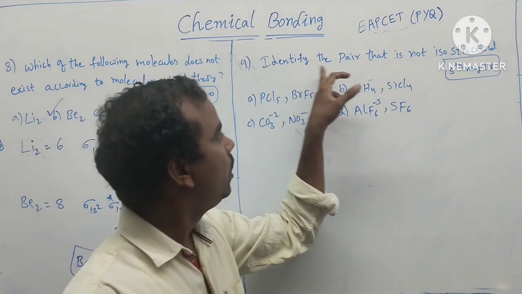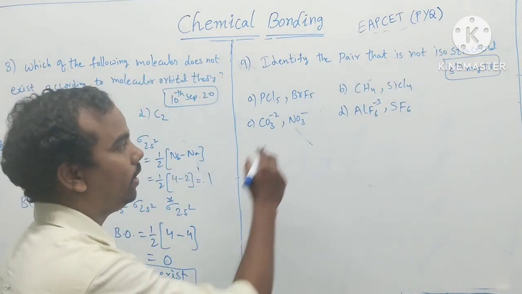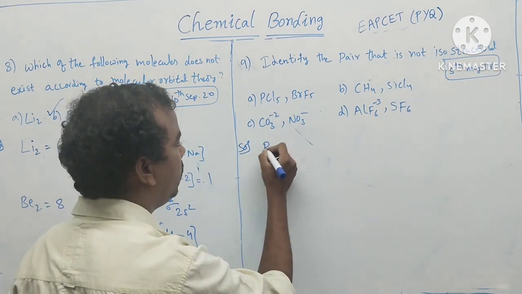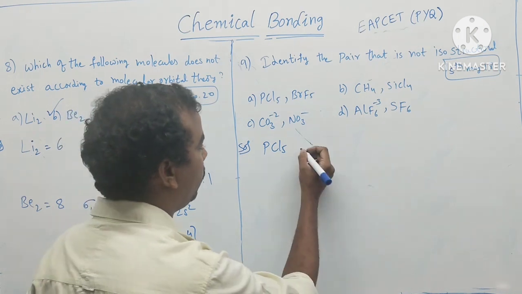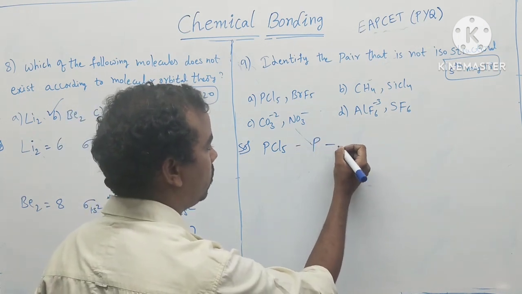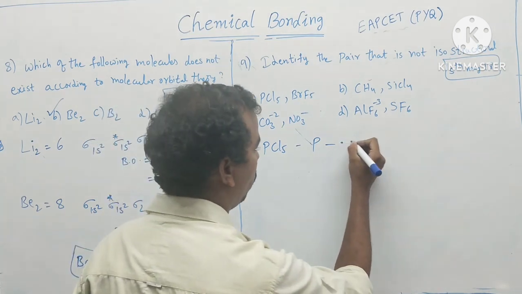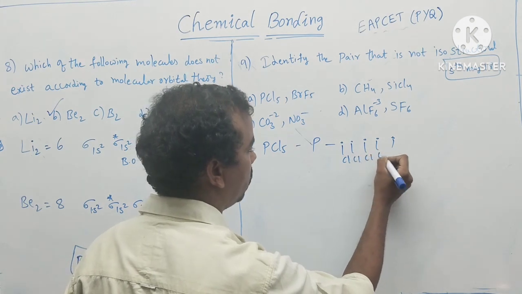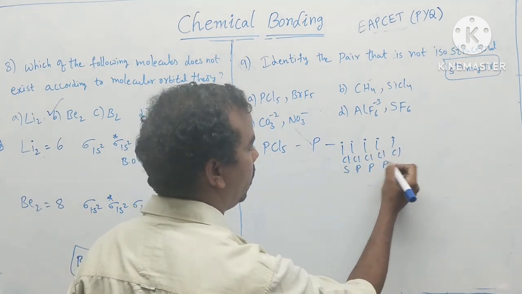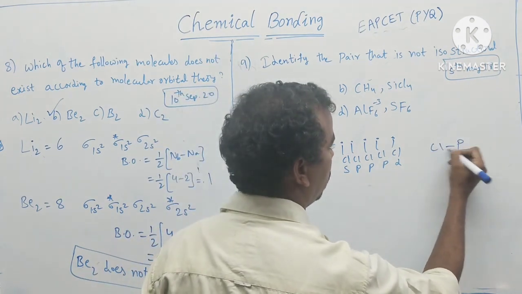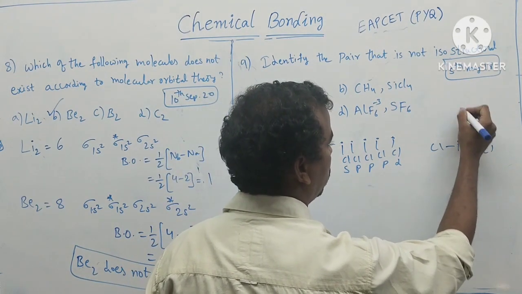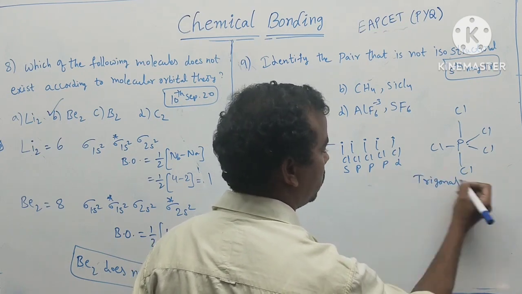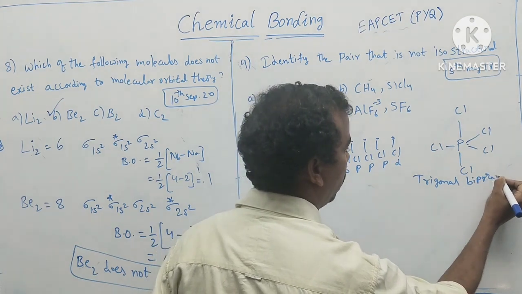So next, identify the pair that is not isostructural. Iso means same, so not the same structure. First one, PCl5. In PCl5, the central atom is phosphorus. How many valence electrons are present? Phosphorus is a 15th group element, so 5 valence electrons. So 5 chlorines form 5 bonds. So hybridization is sp3d. The shape is trigonal bipyramidal.